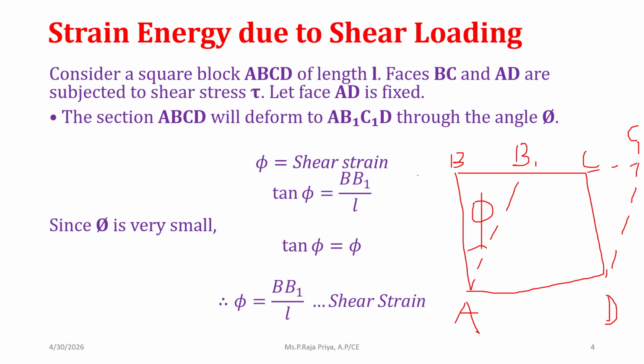This is the length of the block, which is L. So what is tan phi? It is opposite by adjacent, which is B1 by L. When phi is very small, we can take tan phi as simply phi. So phi will be B1 by L. This represents the shear strain. Have a note on it: phi represents the shear strain, which is B1 by L.